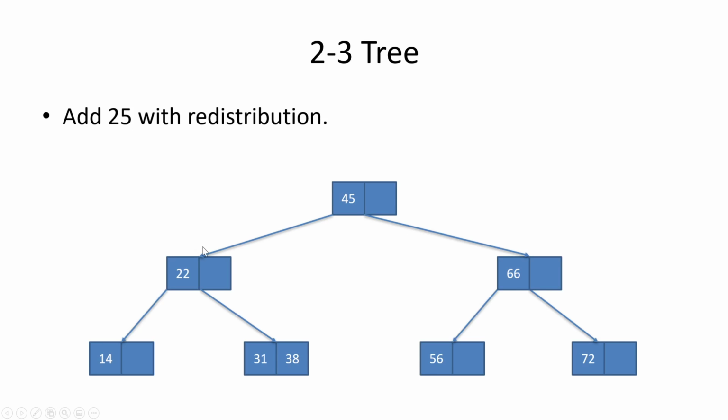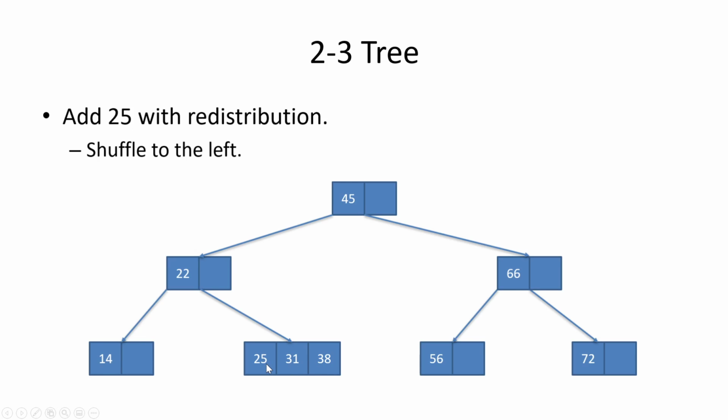I'm going to add 25 with redistribution. So again, let's do a quick search. Less than 45, greater than 22, belongs in this node, so we'll add it in. Okay. Now, checking our neighbor here, our sibling, we find we do have room. So we'll do a shuffle.